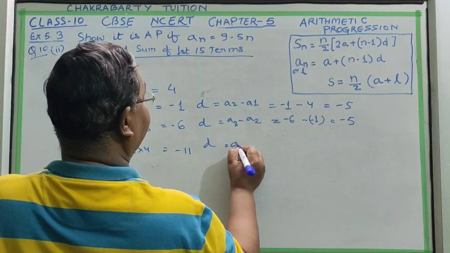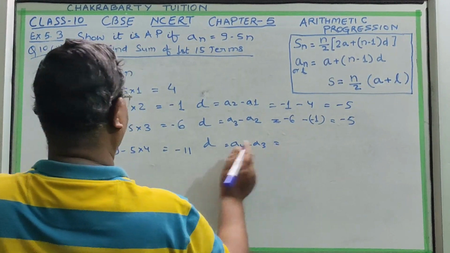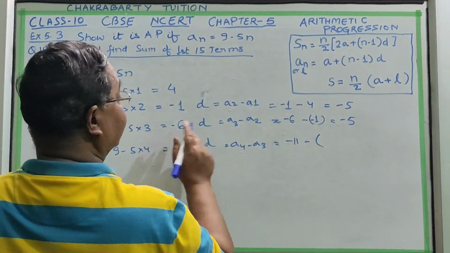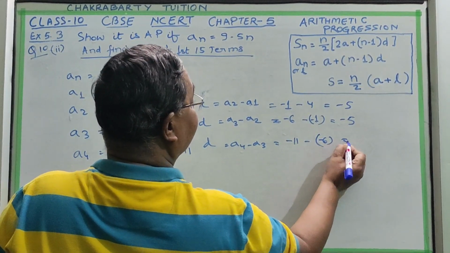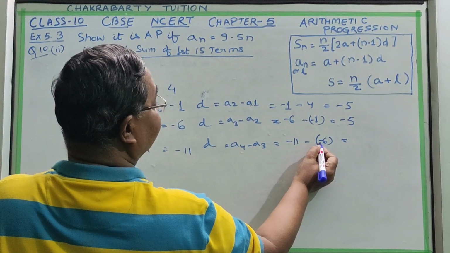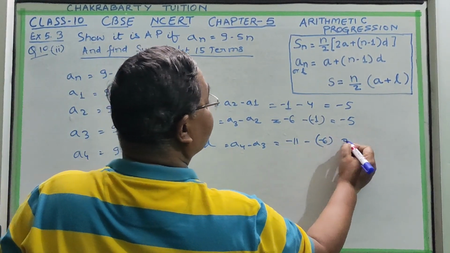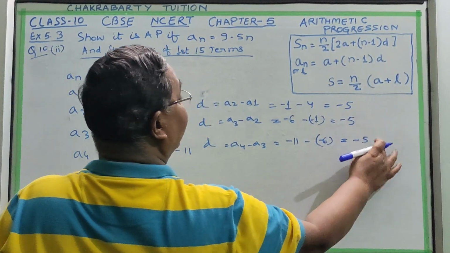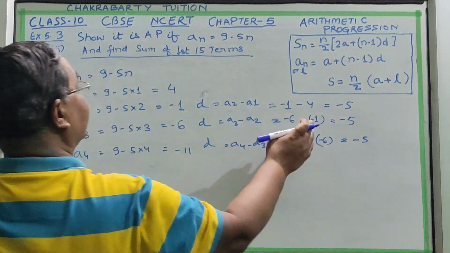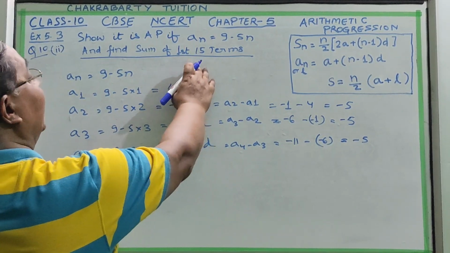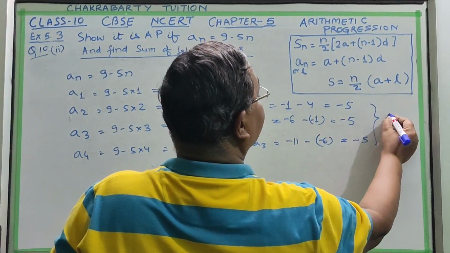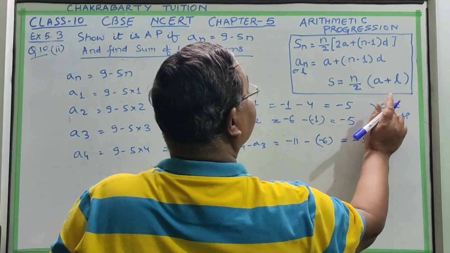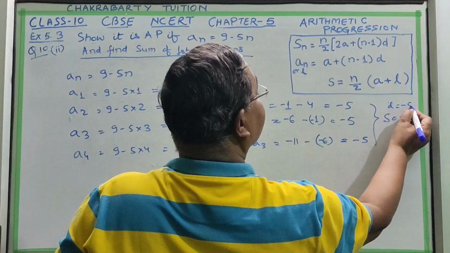Here also a4 minus a3. a4 is minus 11, and you have to subtract a3. a3 is minus 6. Minus minus will become plus, and if it is plus 6, from here it will be minus, and the sign will be of the greater amount. So 11 and minus, so it is minus 5. Here you see the common difference is minus 5. If the common difference is the same, it is an AP. So the common difference d is equal to minus 5.